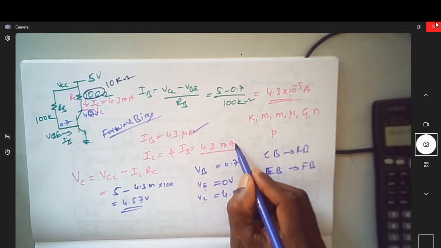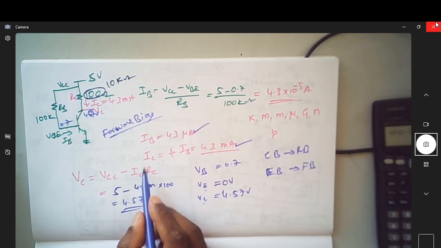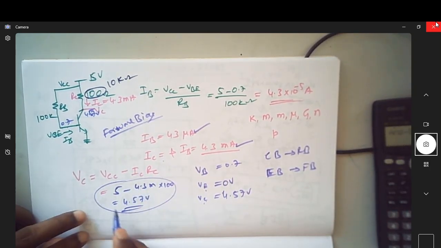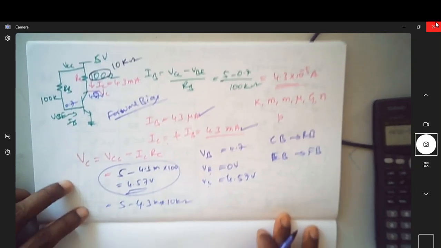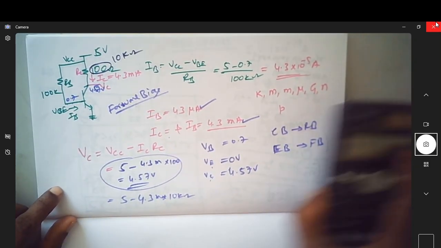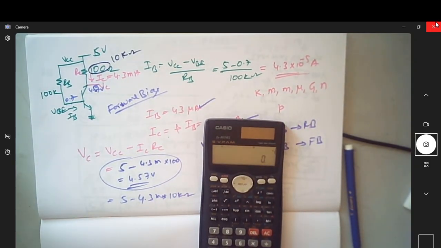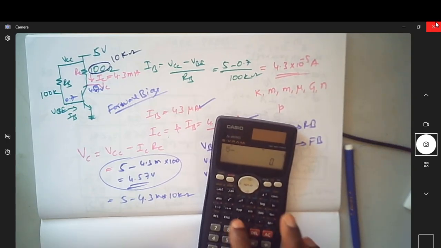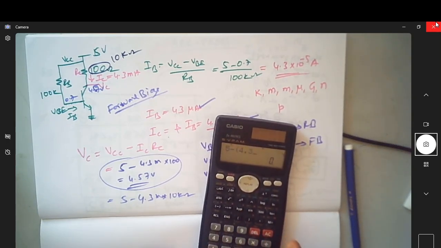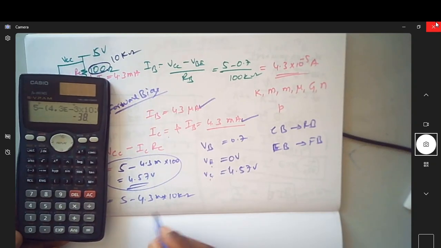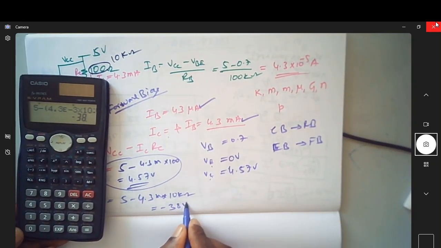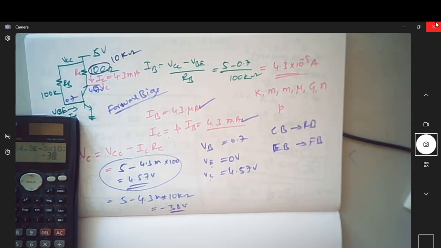And how about IC? IC also remains the same. But what is this? Now it is 5 minus 4.3 milliampere into 10 kilo ohm. So what is expected now? It is now 5 minus 4.3 times 10 to the power minus 3 into 10 to the power 3. Oh, see, now you have minus 38 volt. This is highly impossible.